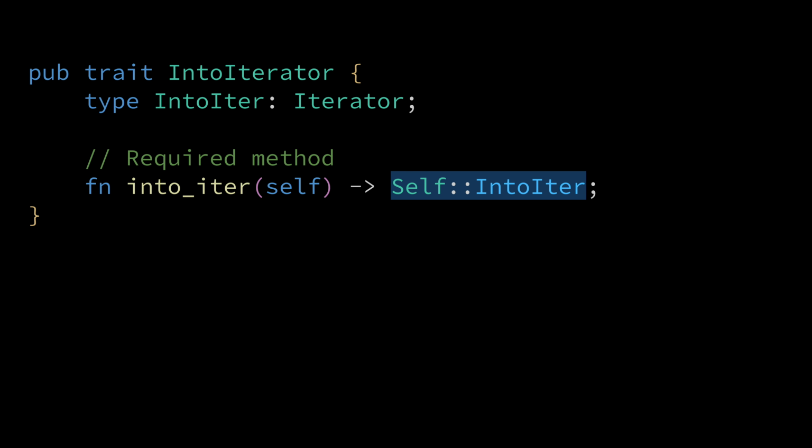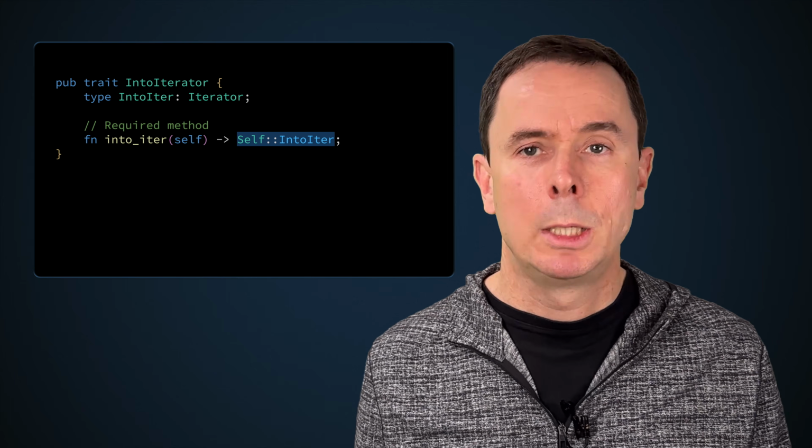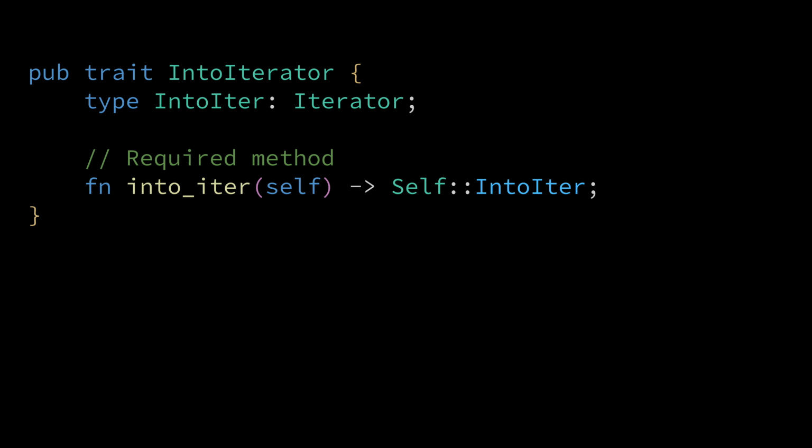The trait only has one method. It takes self by value, and it returns a value of that IntoIter type. This is the iterator type that we have been turned into. The interesting part is that the declaration of the IntoIter type has a trait bound on it, which says it must implement Iterator.